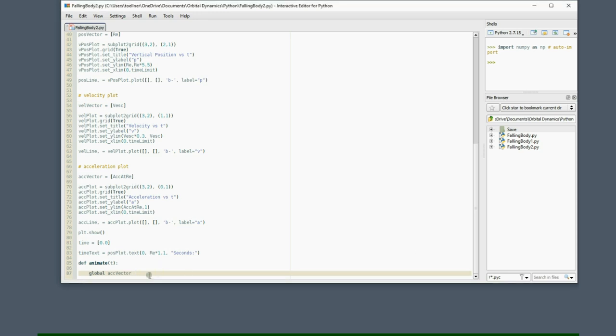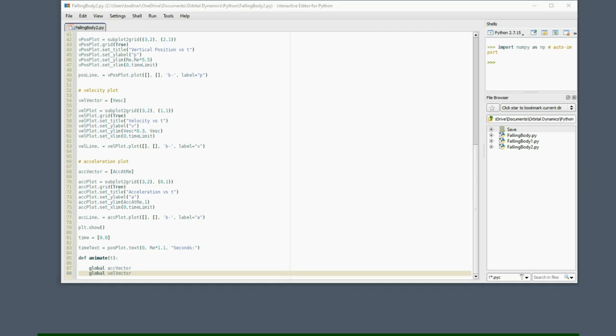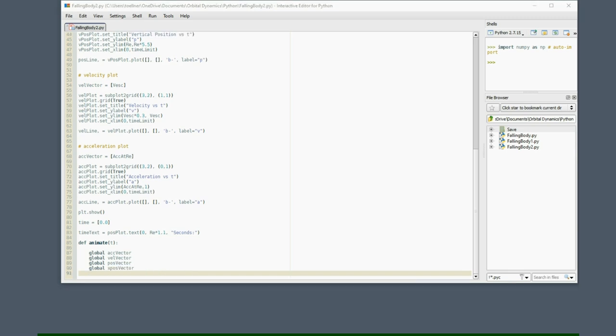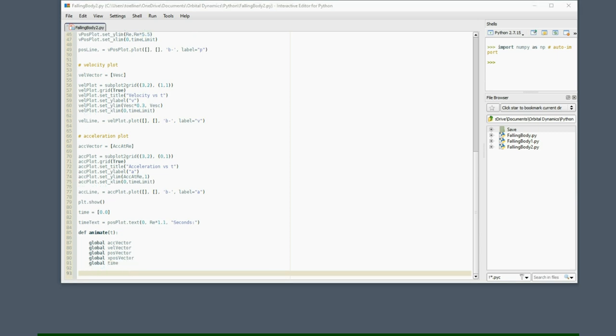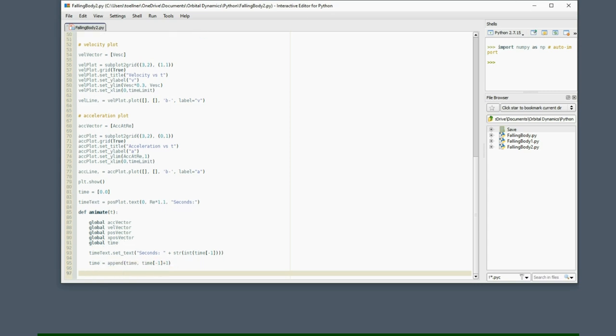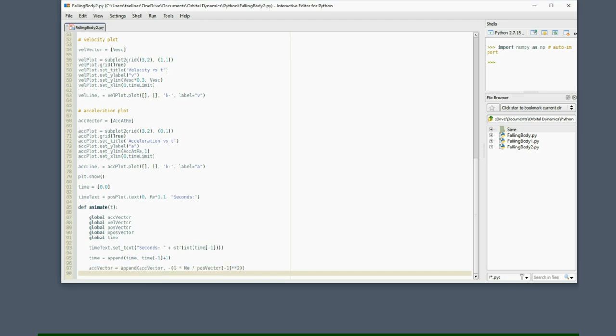So because I'll be appending values to these vectors, they need to be declared globally. Acceleration vector, velocity vector, position vector, the x position vector and time. Here's where I set the time text that's displayed. And time minus one is the last time value in the vector. And here's where time is appended. And I'm just incrementing the time by one.